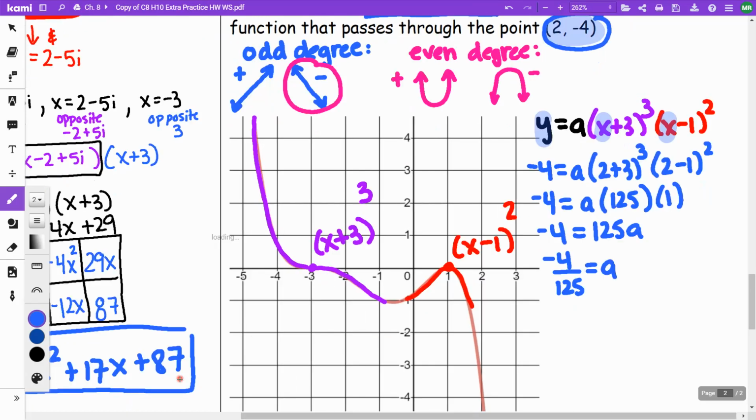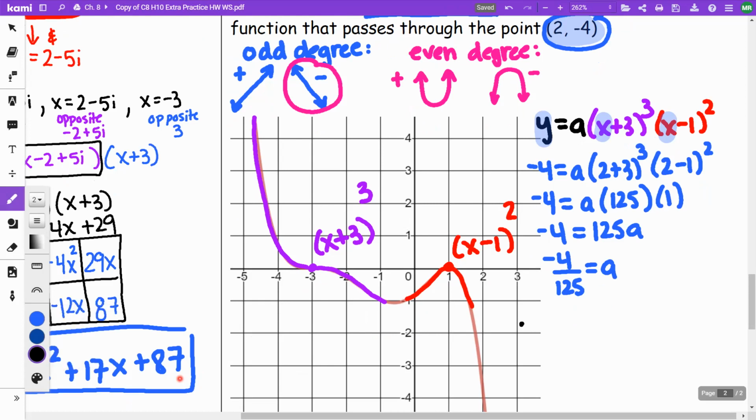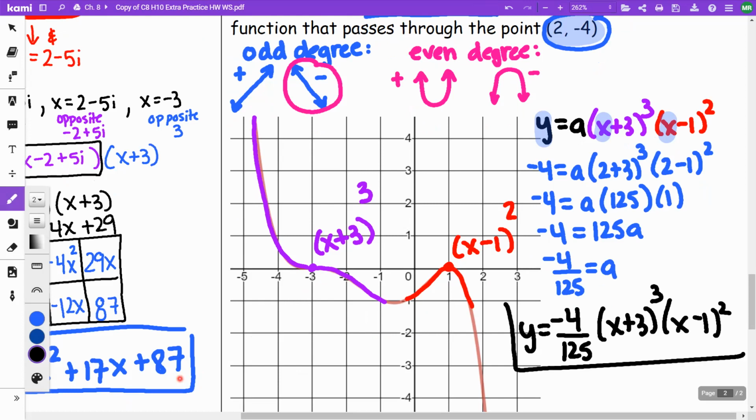Okay, don't do all this work and not give the final equation. So y is equal to -4 over 125, okay, times our x plus 3 cubed and our x minus 1 squared, and that's our answer.